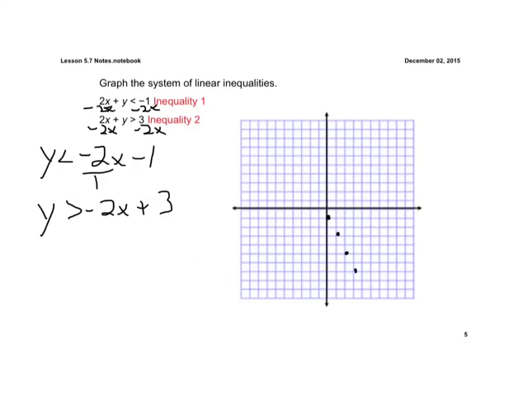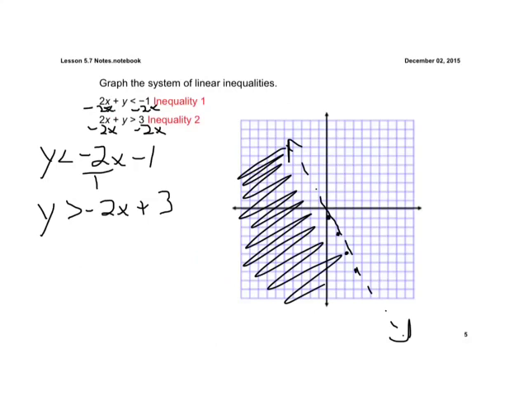We know it's a dotted line because it's not or equal to. So let's go ahead and make our dotted line there. It goes on forever. Less than, so we're going to shade below the line, so we're going to shade over here.